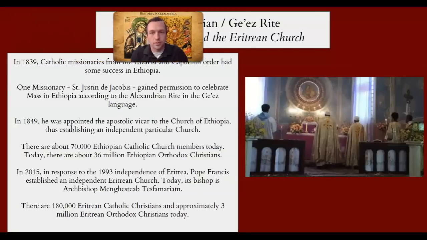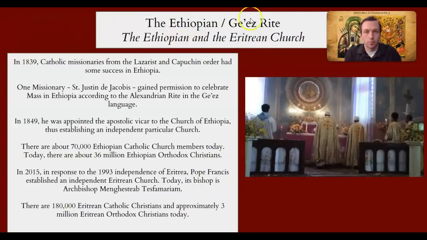The Ethiopian Ge'ez Rite, which we just talked about, has two local churches that celebrate it, the Ethiopian and the Eritrean particular churches. In 1839, Catholic missionaries from the Lazarist and Capuchin orders had some success in Ethiopia. One of these missionaries, Saint Justin de Jacobis, gained permission to celebrate Mass in Ethiopia according to the Alexandrian Rite in the Ge'ez language, in order to offer the same liturgy that the Ethiopian Orthodox offered, but in a manner which was in communion with Rome.